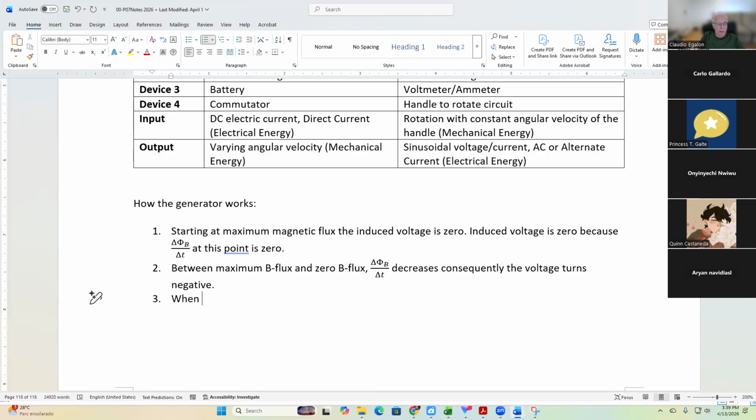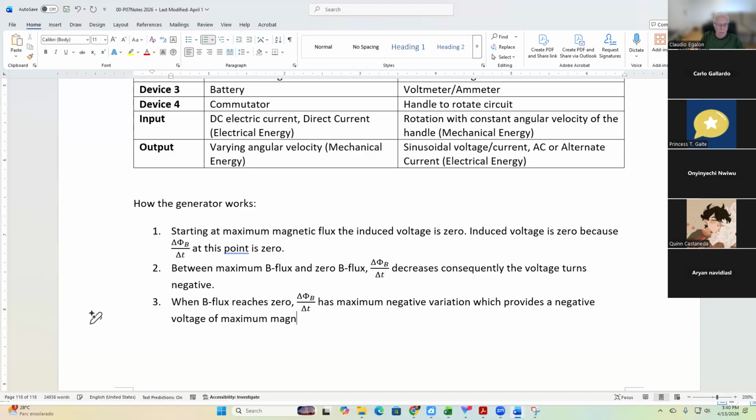When B flux reaches zero, delta phi over delta t has maximum negative variation, which provides a negative voltage of maximum magnitude. Like that.